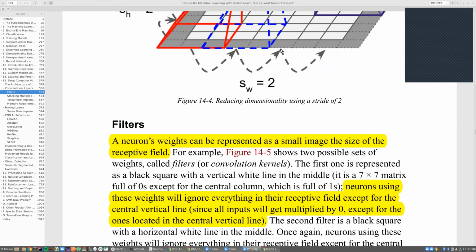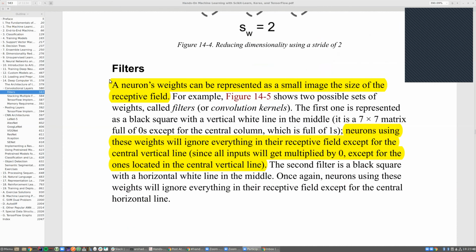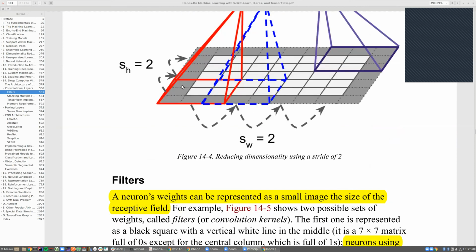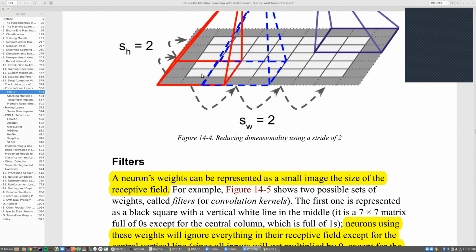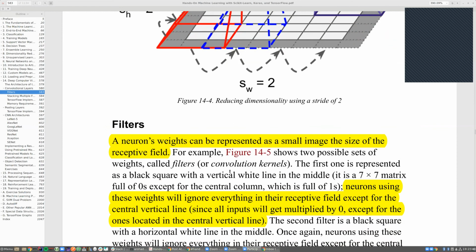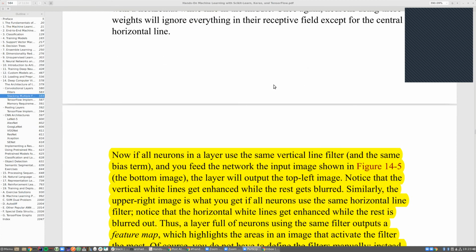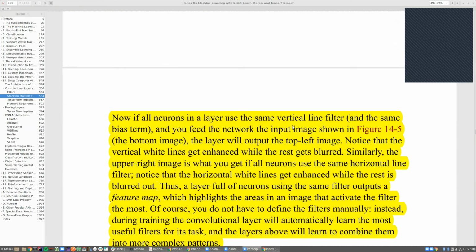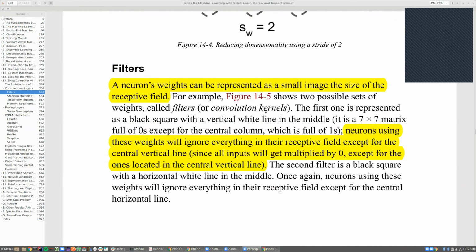So this is the notion of a filter. A neuron's weights can be represented as a small image the size of the receptive field. Imagine that the weights of this filter were the values that we have here. So that's a filter. Two possible sets of weights are called filters or convolutional kernels. The first one is represented by a black square. So here we go. Neurons using these weights will ignore everything.